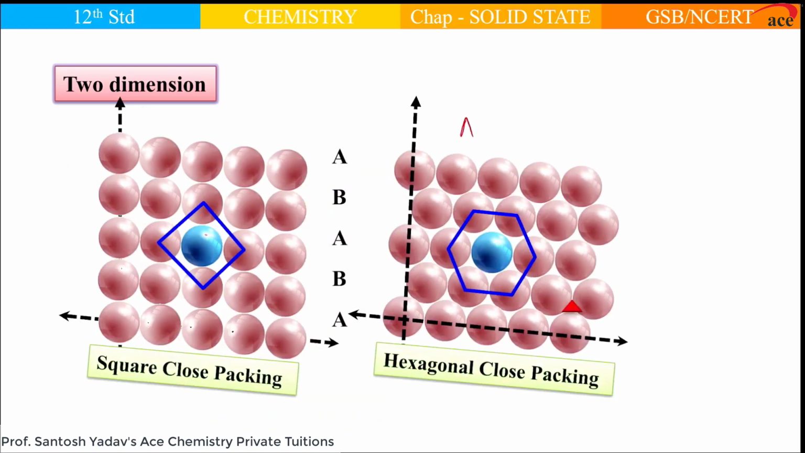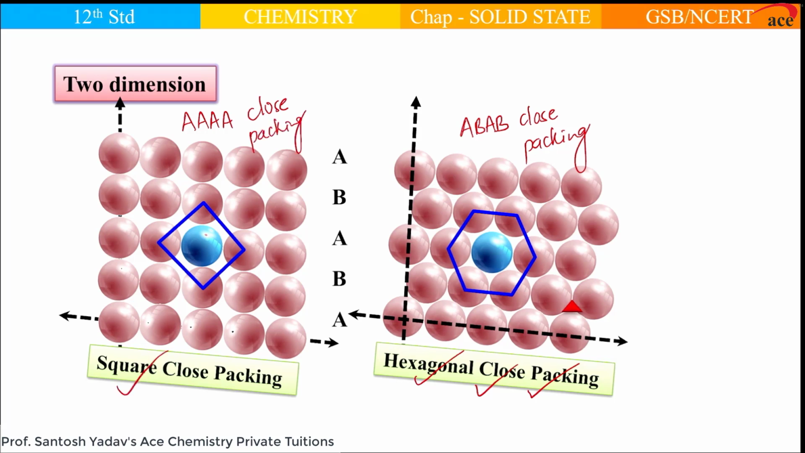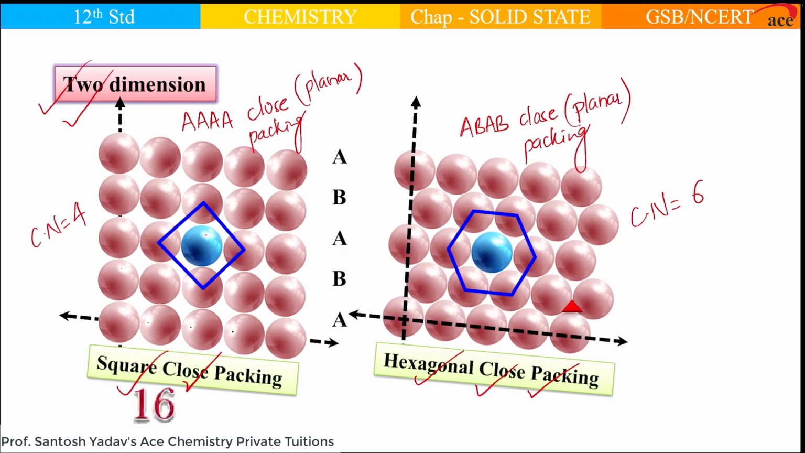Now, if you remember, this is AB packing and what we learned previously was AAA packing. If you want to say AB close packing, that is another name for hexagonal close packing. This is called AAA close packing, also called square close packing. Remember, we are learning two dimensional. So, if you want, you can add the word planar so that you don't get confused. Coordination number in this case was how much? Coordination number in this case was 4. Coordination number in this case is how much? 6.